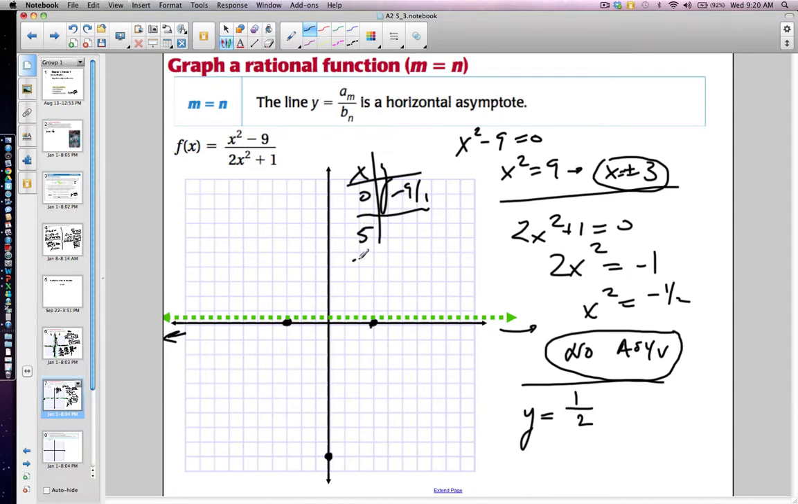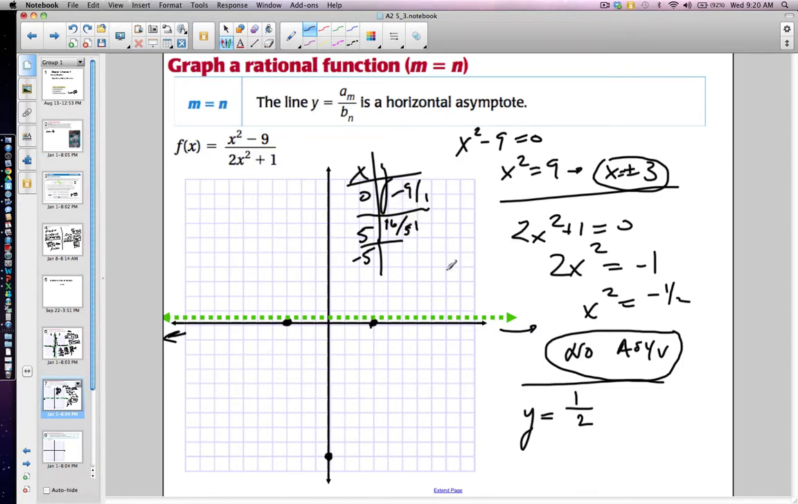So it's nice when you've got that situation where the variable's being taken only to even powers in your problem, that then I know if I do the positive version of the number, the negative version of the number will have the same output. So it saves me a lot of work. 25 minus 9 is 16, and I'll have 25 times 2 is 50 plus 1 is 51.